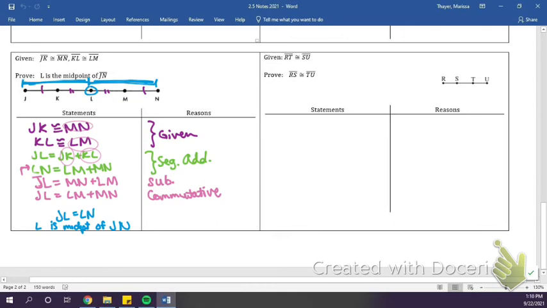Now when I compare LN and JL, they're exactly the same. If they're exactly the same, you can set them equal to each other, which would be substitution. And if JL is equal to LN, that means that L would have to be smack dab in the middle. So I can say that L is the midpoint of JN using definition of midpoint.